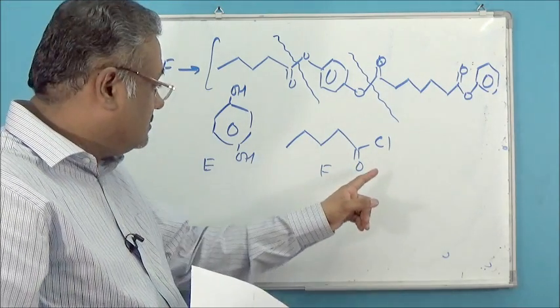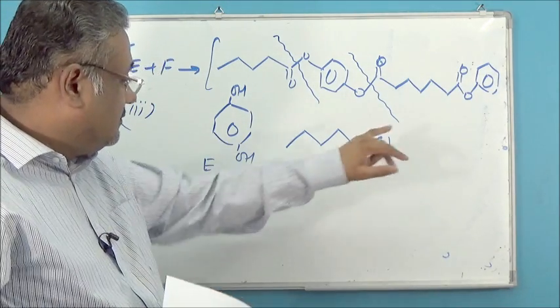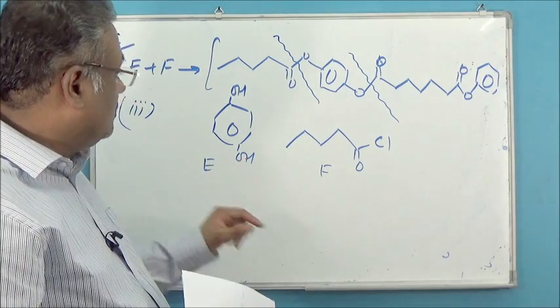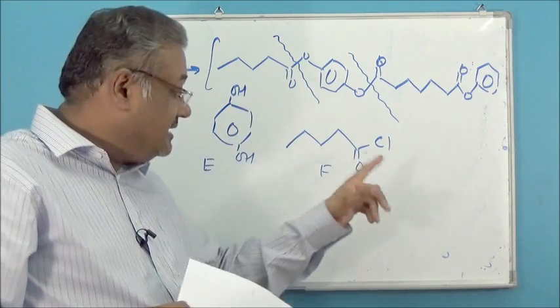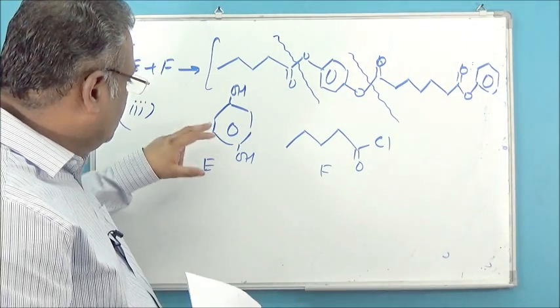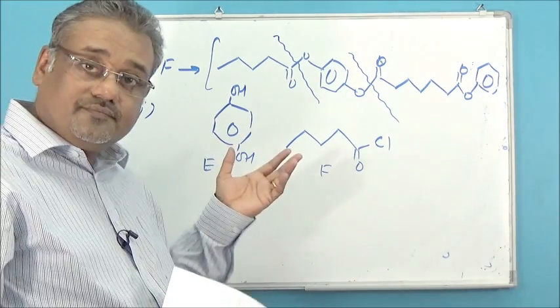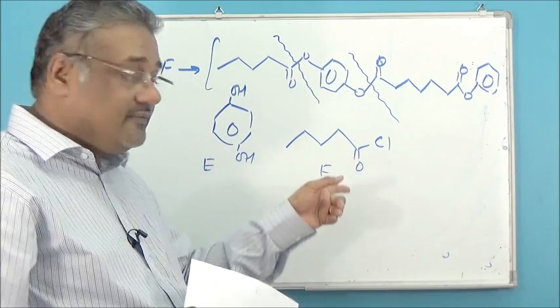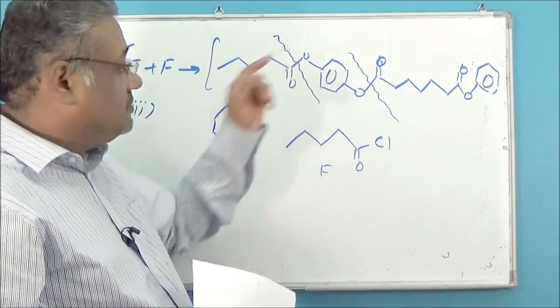So when you react these two together, the Cl of this will go and the H of this will go, and you get that. So if you have these as your answers, it's much easier. You just have to write one line. So dissolving E in NaOH and then reacting this with F, and that's how we get this polymer.